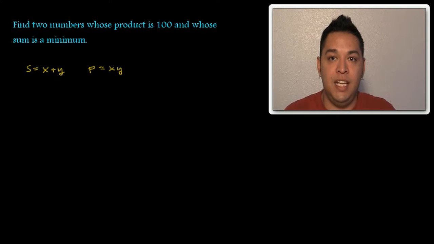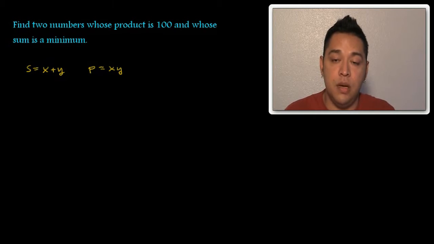Hi, it's Gabriel, and today we're going to walk through another problem. This problem says this: find two numbers whose product is 100 and whose sum is a minimum. It's an optimization problem, and we're trying to optimize the sum of these two numbers whose product is 100.